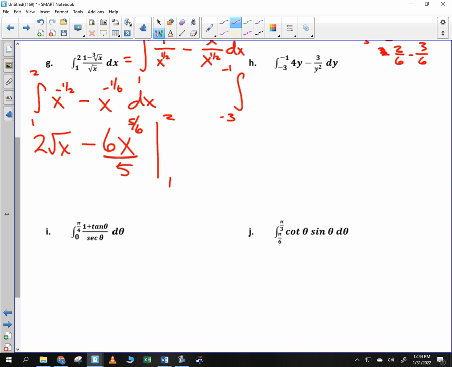We've got the integral from -3 to -1 of 4y minus, how should I rewrite 3 over y squared? Good, 3y to the negative 2. So let's take some antiderivatives here. What's the antiderivative of 4y? 2y squared. What's the antiderivative of 3y to the negative 2? Leon sees it. He increases the exponent to negative 1. And then when he divides by negative 1, it switches the sign. So he has a plus 3 over y.